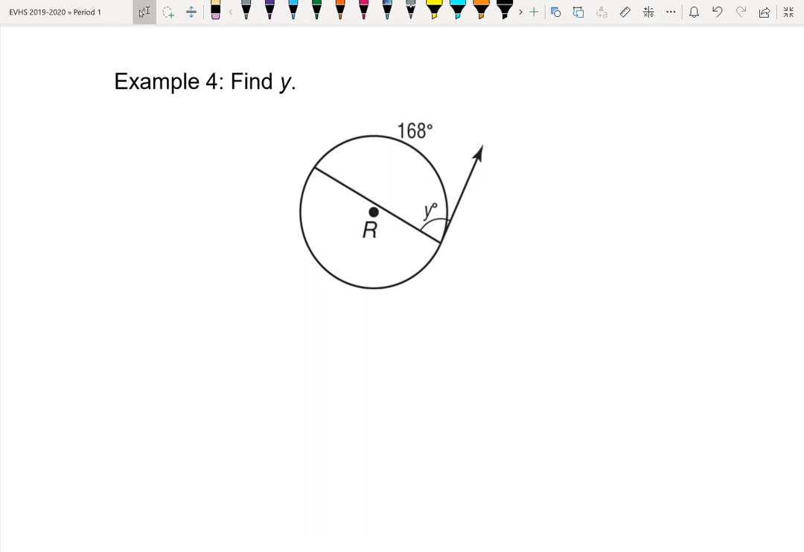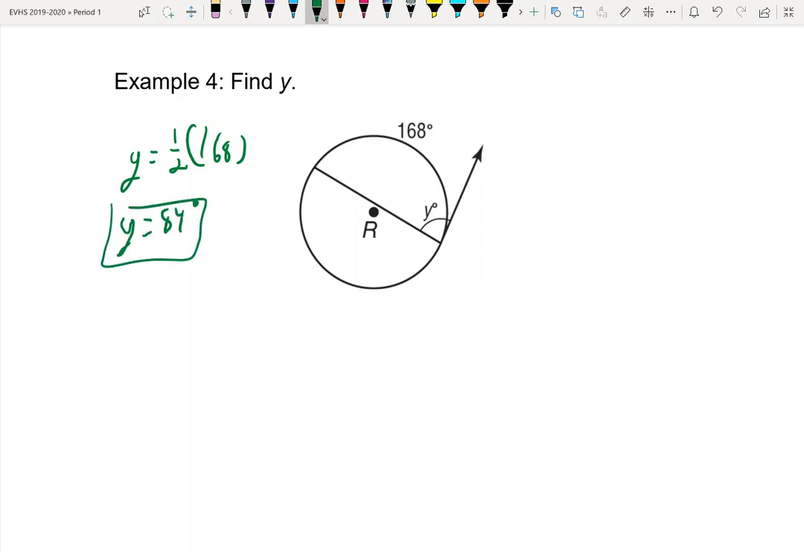So let's find the measure of y. Well, y is just going to be 1/2 of 168. So half of 168 is just 84 degrees. Simple enough.